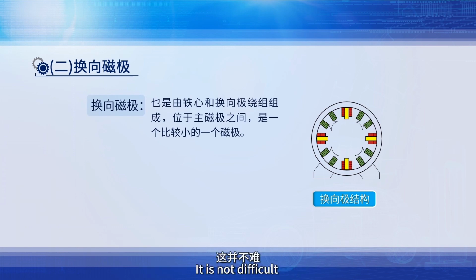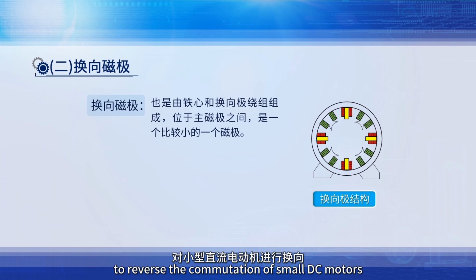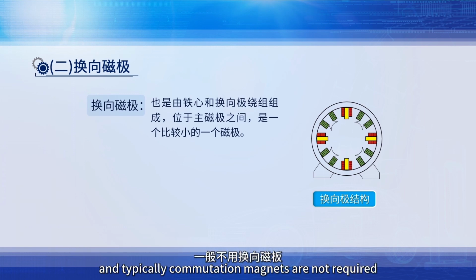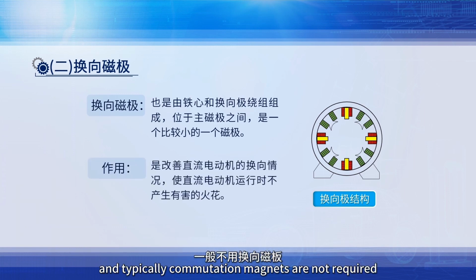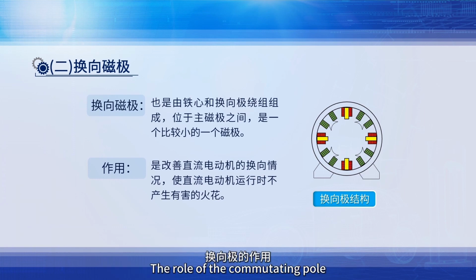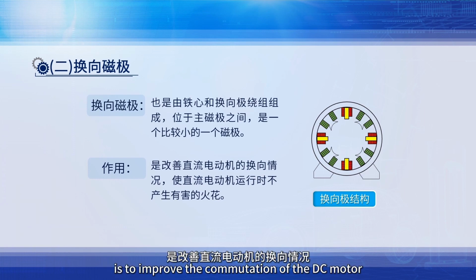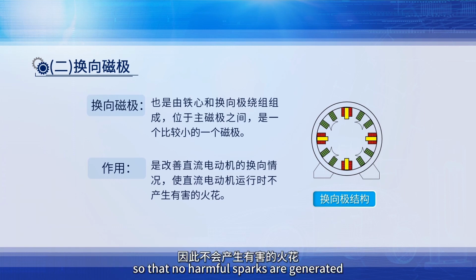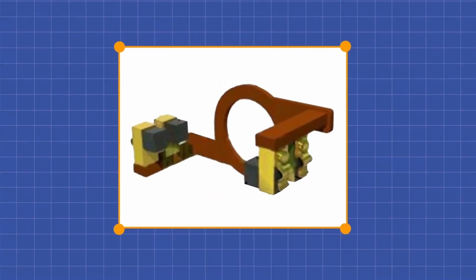It is not difficult to reverse the commutation of small DC motors, and typically commutation magnets are not required. The role of the commutating pole is to improve the commutation of the DC motor, so that no harmful sparks are generated during the operation of the DC motor.